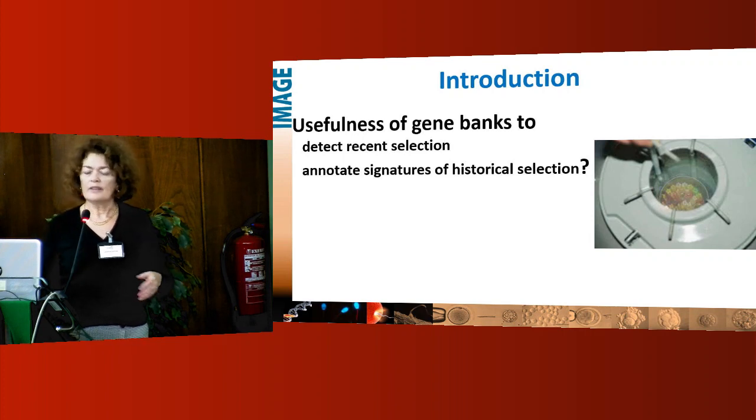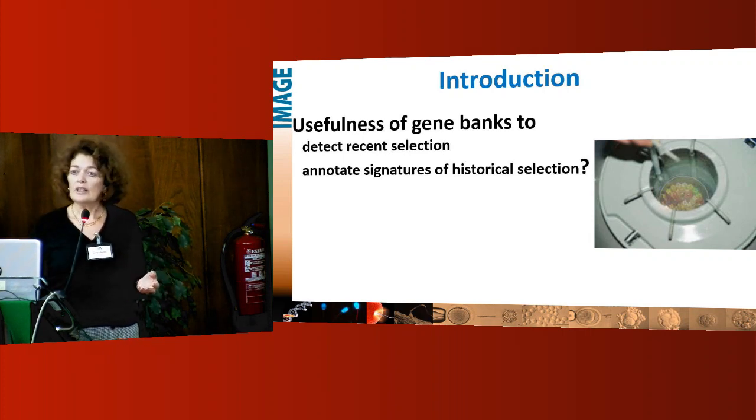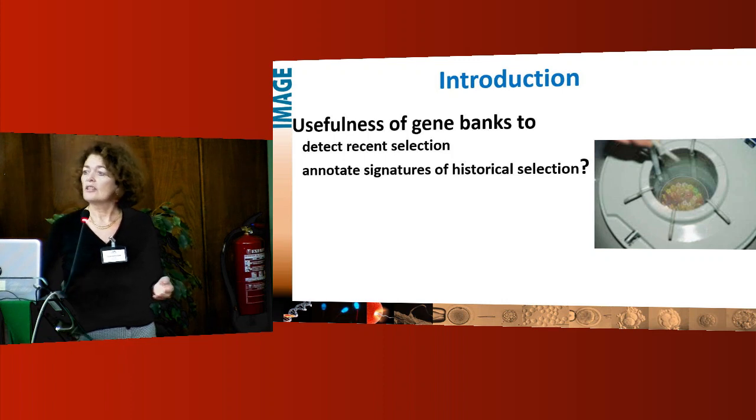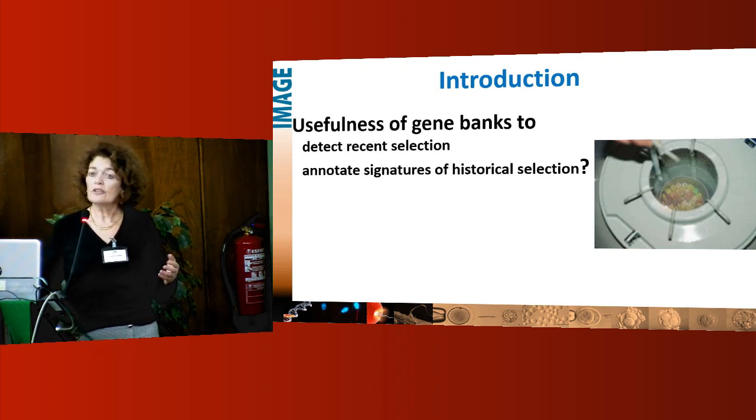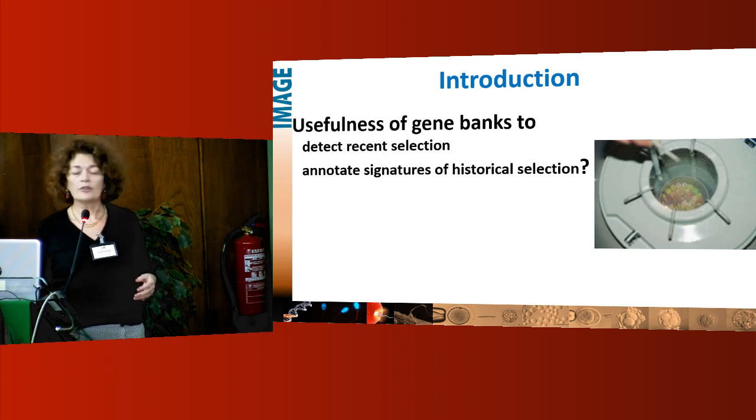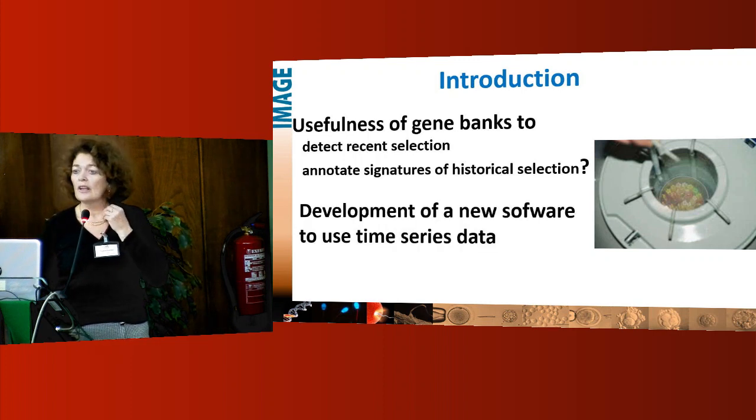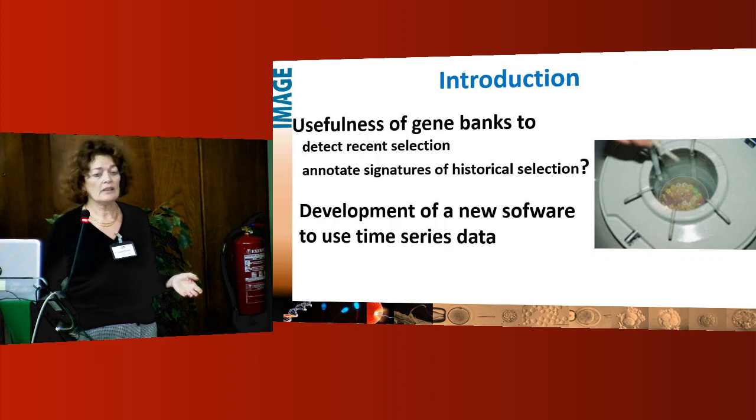But now with this project of IMAGE, we are really aware that we have gene banks. Not only semen, we also have DNA samples from very different years, recent years, but in the last 30, 50 years we have samples. So these samples can be analyzed to detect recent selection, and it will be possible with them to annotate signatures of historical selection. Well, this is the question that we ask. So for this purpose, a method has been developed in this project.